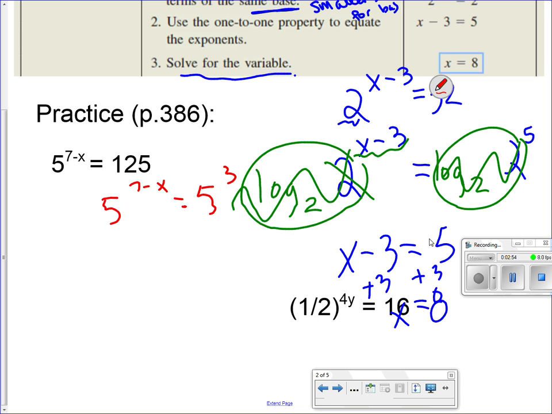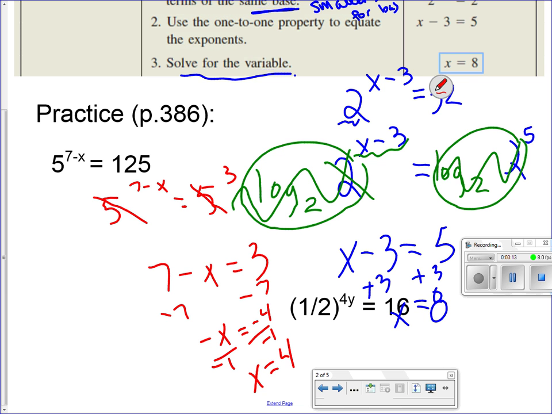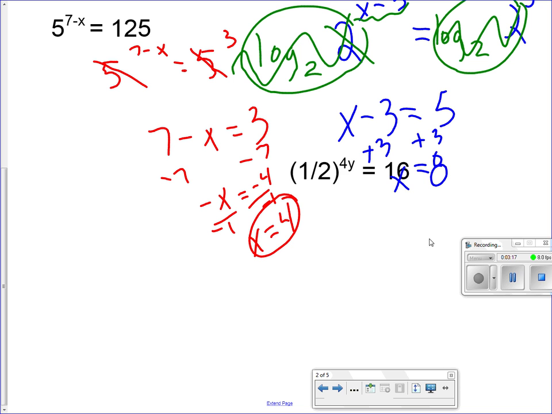Once they have the same base, you can cancel out the bases and set the exponents equal to each other. That's called the one-to-one property. And now I'm solving for x. So negative x equals negative 4. Divide both sides by negative 1. X equals 4. One more practice problem.